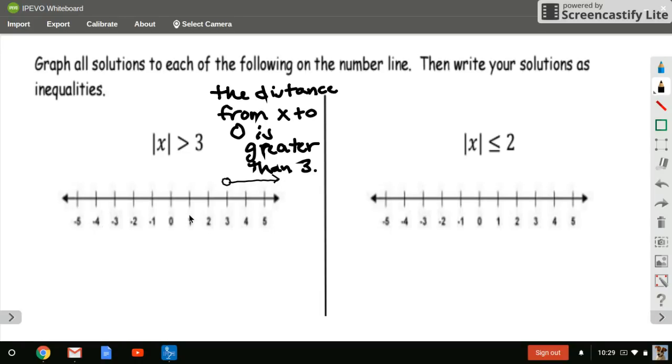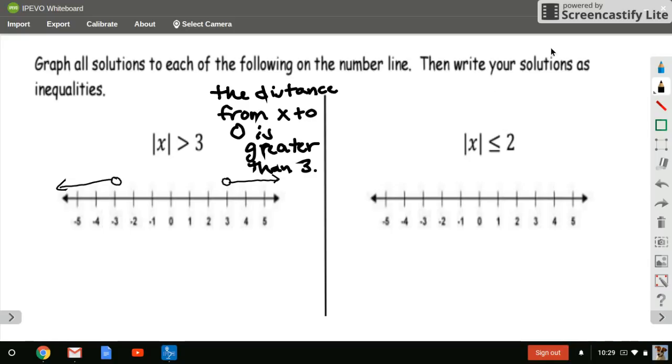Okay, so now we went to the right, but we also need to go to the left. -1 is not more than 3 spaces from 0. -2 is not, but -3.1 is. So again, we're going to have an open dot at -3, and this time we're shading towards -4, because -4 is also greater than 3 spaces away from 0.